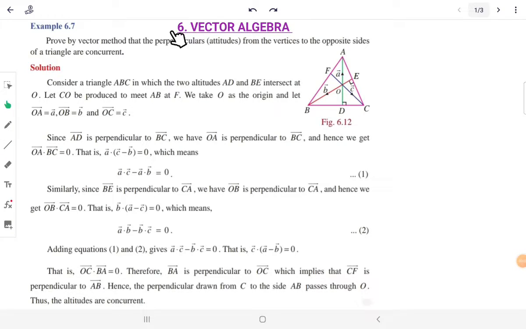Students, in this video, we are going to see Chapter 6, Example 6.7. Prove by vector method that the perpendiculars, altitudes from the vertices to the opposite sides of a triangle are concurrent.